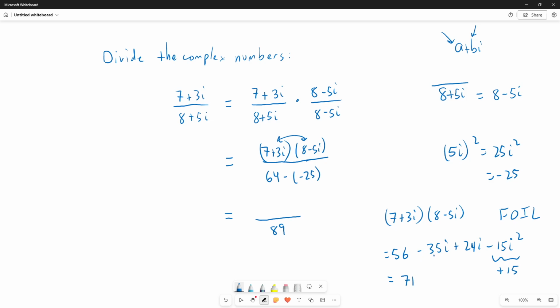And then the imaginary part, we have negative 35i plus 24i, which is negative 11i. So in the numerator here, we have 71 minus 11i. So now we have a complex number divided by a real number, and we simply divide into each part. So the answer could be written as 71/89 minus 11/89 i. So that's the standard form, a real number plus or minus a real number times i. So that's our result, 71/89 minus 11/89 times i.